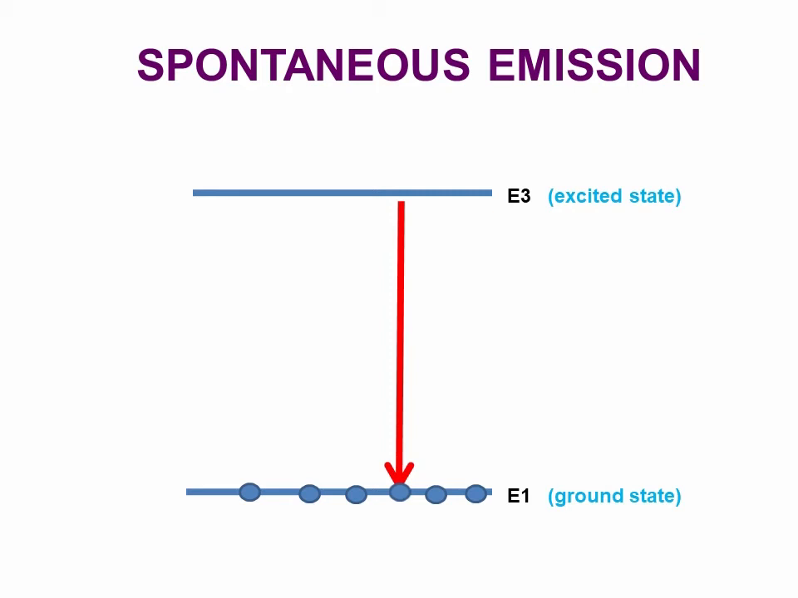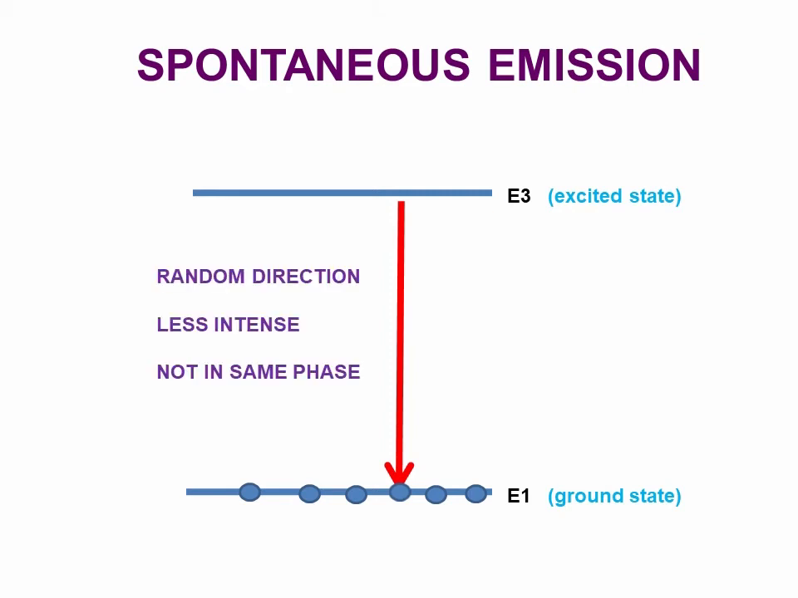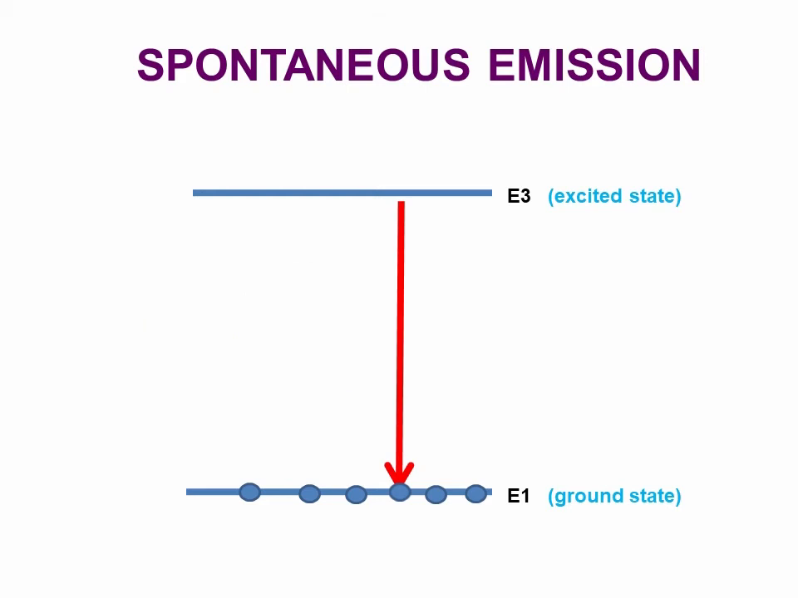The emitted photons move in random directions. The radiation is less intense. Photons are not in the same phase. So, in general, we can call this type of transition a non-radiative transition. This type of transition is incoherent.